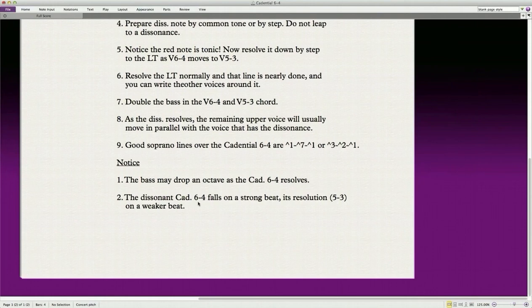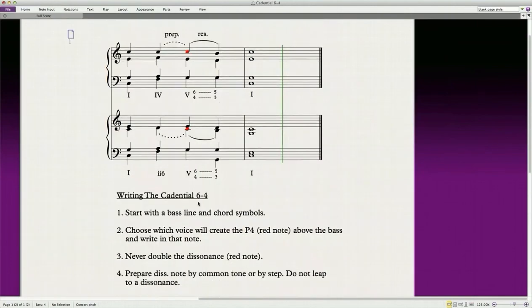That's typical of dissonance treatment in all tonal music. We have suspensions or other dissonant tones preferred to fall on a strong beat, so there's a relaxation and a move to a weaker beat as the dissonance resolves. The next thing we'll do is actually I'll work some problems with you in the next video.